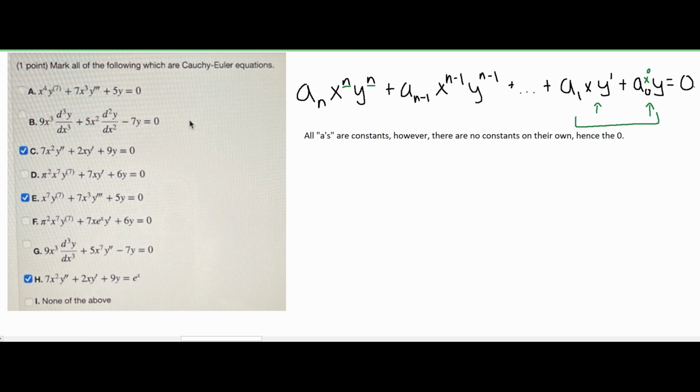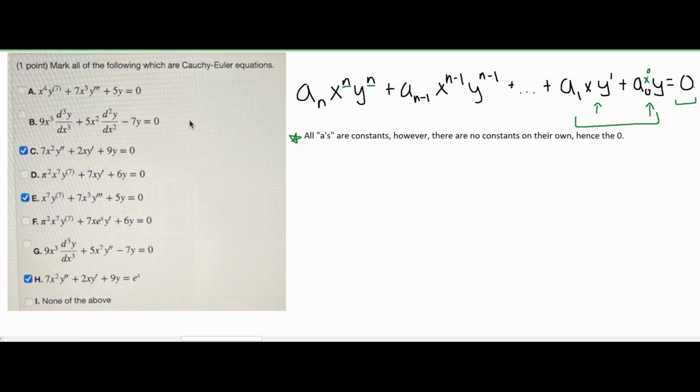It's important, I wrote this note down here, that all of the a's just represent constants. So there's just a constant in front of it. It does always have to have a constant. However, that constant can be 1. So if you don't see a number in front of it, the constant is just 1, and that's fine. There can be no constants on their own though. That's why we have a 0 right here. If we do have any constants, which we will actually see in this example, then it's not a Cauchy-Euler equation.